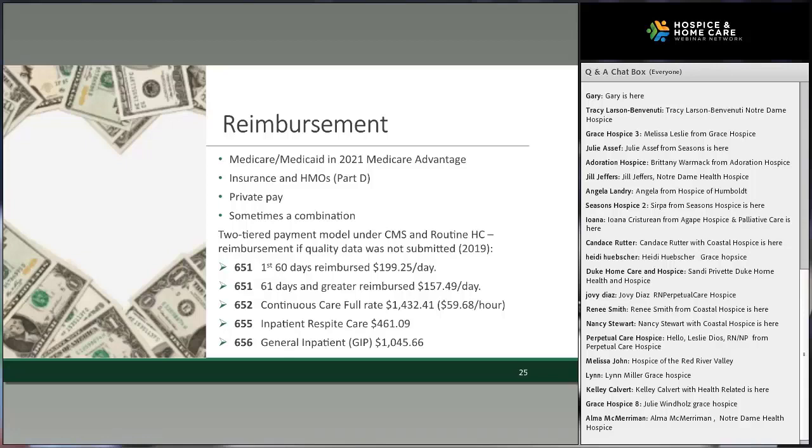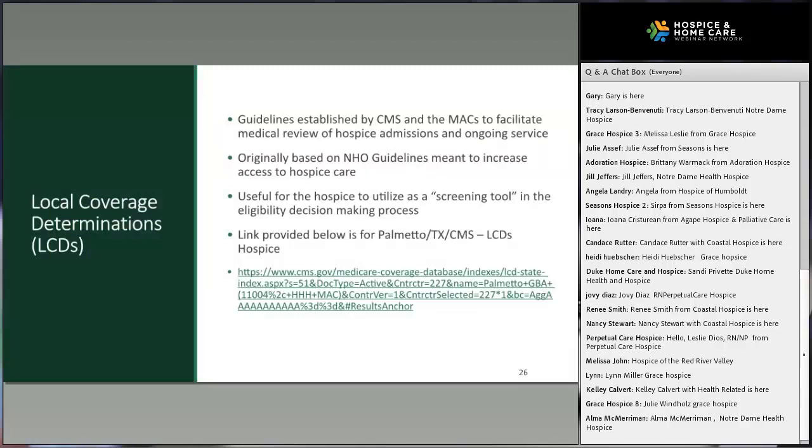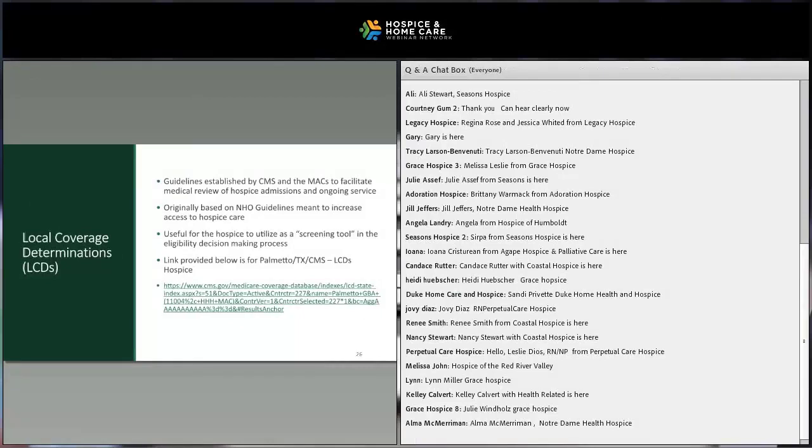You can see that continuous care goes up to $1,400 approximately. Inpatient respite care we've got there, and general inpatient care here also. So that was just some numbers to help you take a look at to get an idea. But I think we'll take our first quick break there if there are any questions, Sydney.